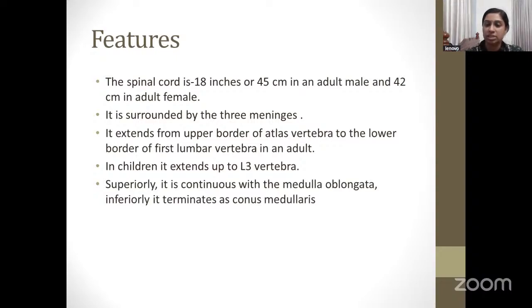After birth and in children, the termination of the spinal cord occurs at the L3, that is the lumbar 3 vertebra. And in adults, it occurs at the lower border of the L1 vertebra, or between L1 and L2. The spinal cord terminates at the level of L1 and L2, or the lower border of the L1 vertebra. That's about the extension of the spinal cord inside the vertebral canal.